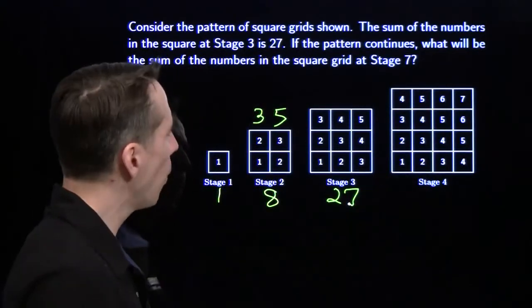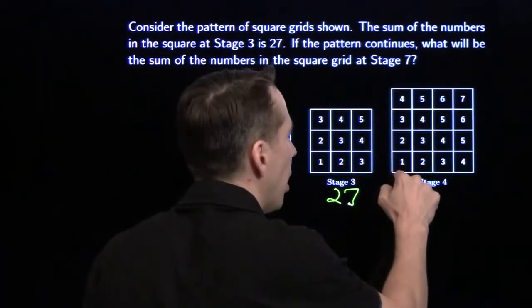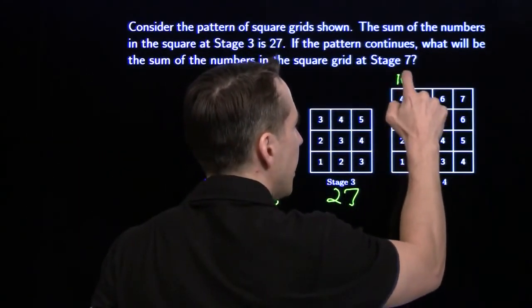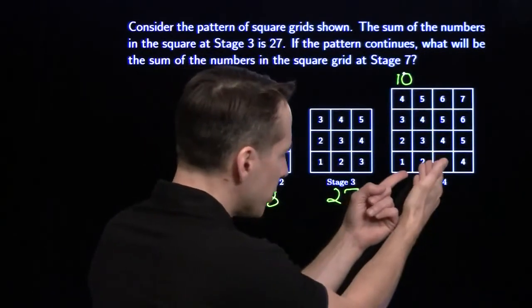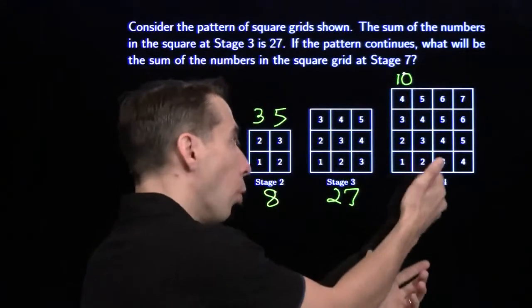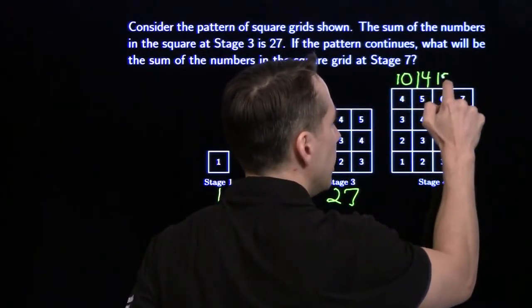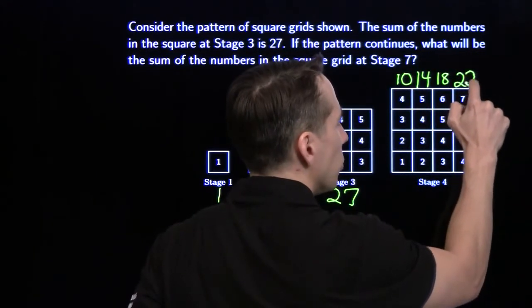Then we get to stage four. All right, we're gonna have to add these up now. Just add them up column by column. 1 through 4, that gives us 10. Now the next column over, well, each number's one more than the number to the left of it. So this whole column's gonna be 4 more than the column to the left of it. Gives us 14, and then 18, and then 22.